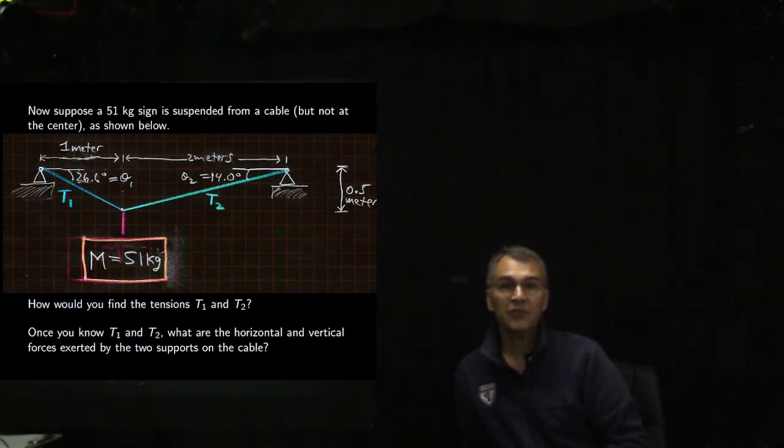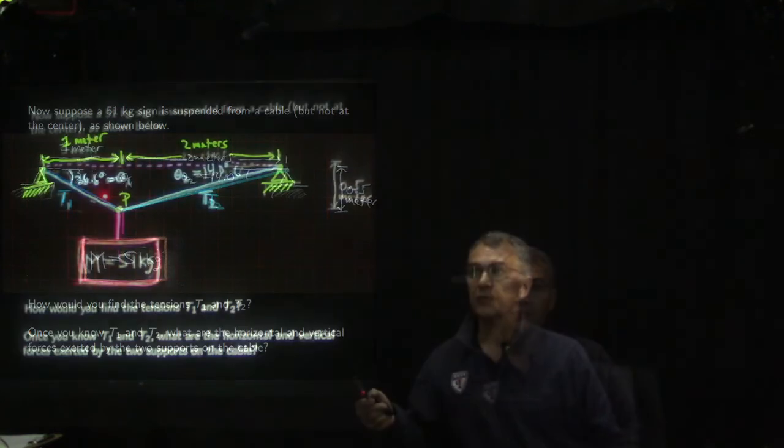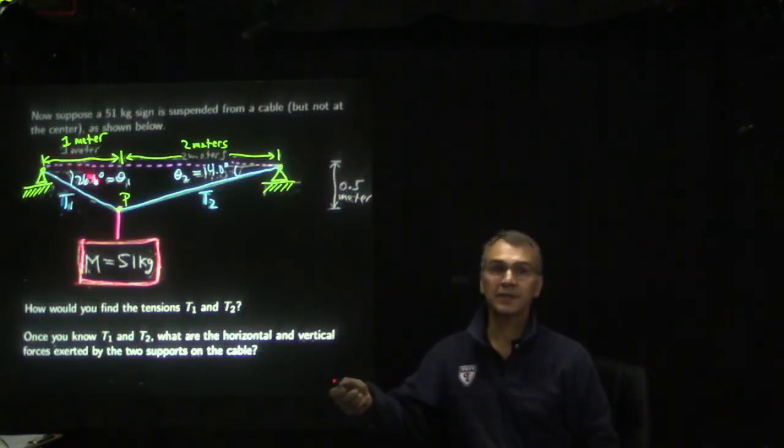Now, here is a similar problem without the mirror symmetry. Now suppose a 51 kilogram sign is suspended from a cable, but not at the center, as shown below. How would you find the tensions T1 and T2? Once you know T1 and T2, what are the horizontal and vertical forces exerted by the 2 supports on the cable? We are slowly segueing into the idea of a truss. So this cable number 1 is at an angle 26.6 degrees with respect to the horizontal.